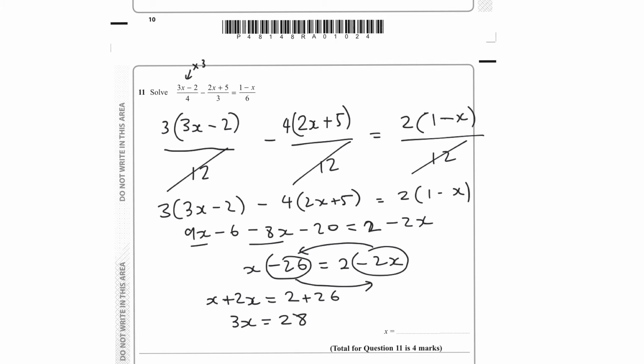And then to work out what x is, divide both sides by 3. You end up with 28 over 3. Leave it as a fraction, because if you were to now put that into your calculator, you would get a recurring decimal. So to leave it as a more accurate number, leave it as a fraction.